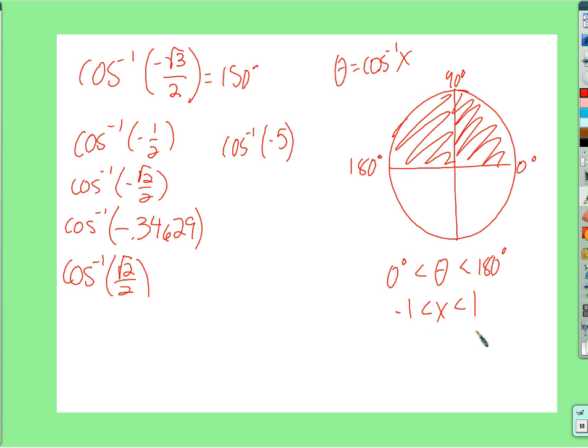It makes sense, since there's no angle that has a cosine greater than 1, and no angle that has a cosine less than negative 1. Does that make sense? Try to enter it in your calculator. It's an error. Not going to work. Okay.